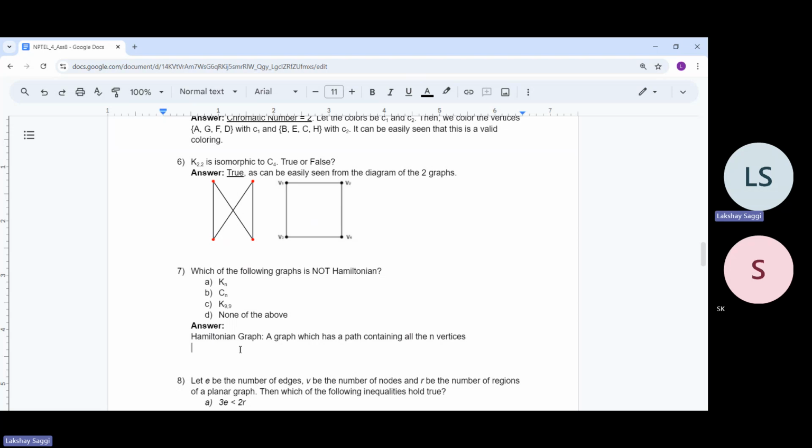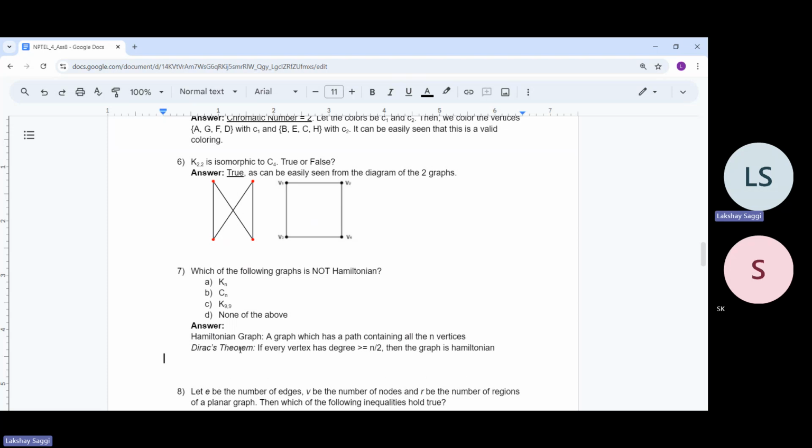These theorems you have already seen in lectures, but I'll just revise them. Dirac's theorem says that if every vertex has degree greater than or equal to n/2, then the graph is Hamiltonian. It does not give an if and only if. It only says that if every vertex has this degree, then the graph is Hamiltonian. It does not say that if a graph is Hamiltonian, then this should be necessary.